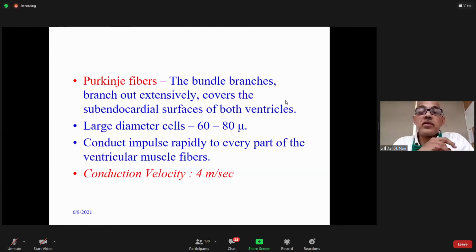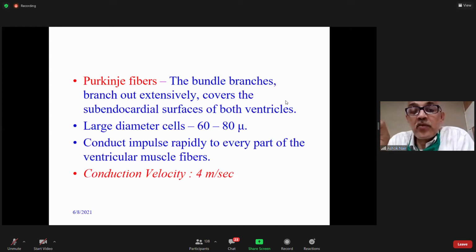Purkinje fibers are large diameter cells, 60 to 80 microns. So our diameter is large, and its conduction velocity will be very high, 4 meters per second. The Purkinje fibers will branch out extensively from the bundle branches and cover the subendocardial surface of both the ventricles.